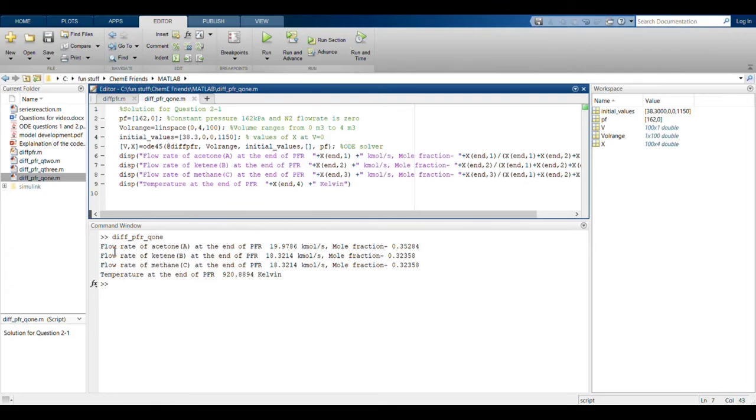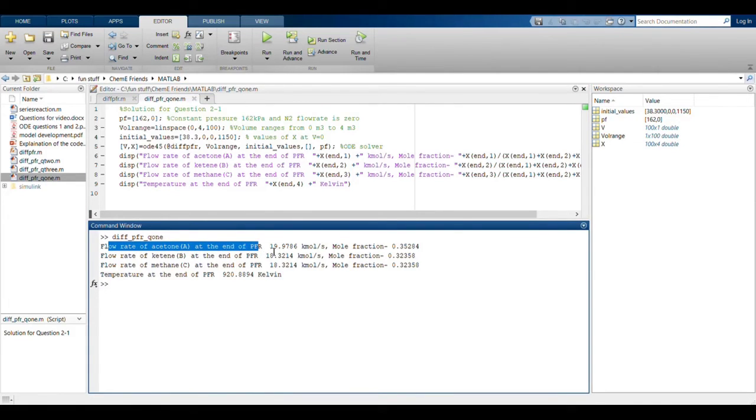Okay, so the flow rate of acetone at the end of the PFR is 19.97, and the mole fraction is this. As we know, the cracking reaction is endothermic in nature, and the temperature has decreased from 1150 to 920.8 Kelvin. So let's move on to part 2 of the question.